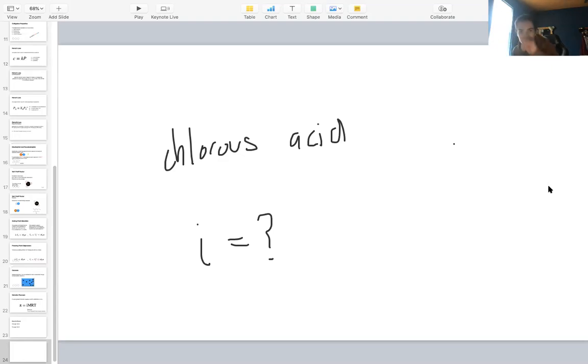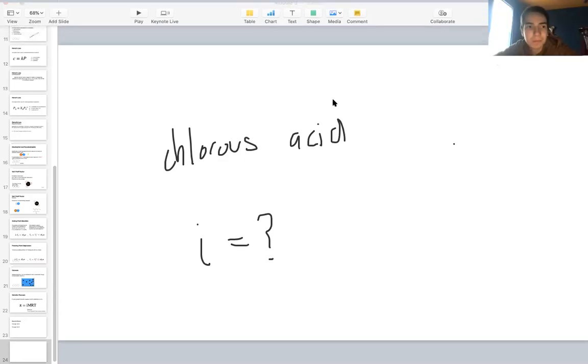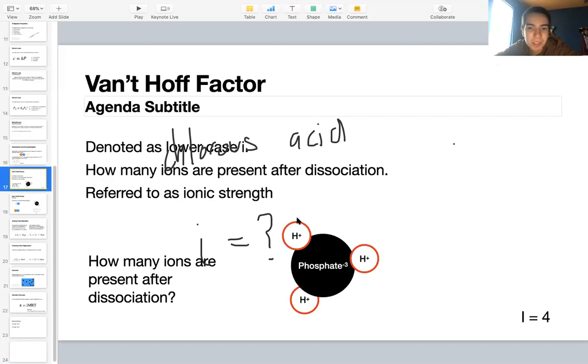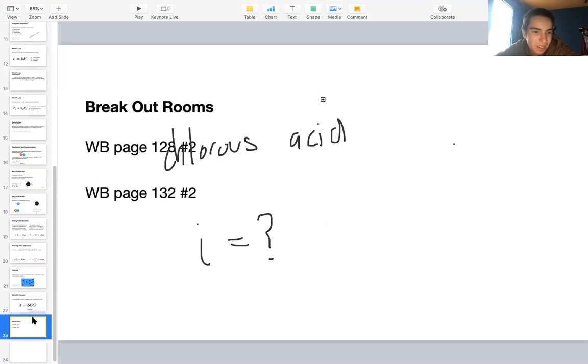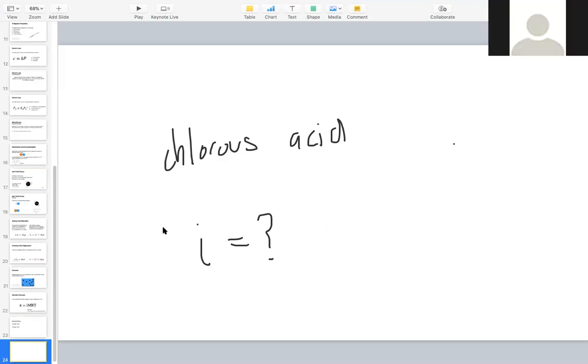So what would the answer be? Maybe it's 4, because you have HClO2. Cl is surrounded by 2 oxygens and 1 hydrogen, so that makes 4. My bad, it's 4, right?